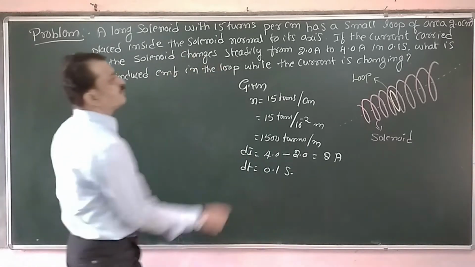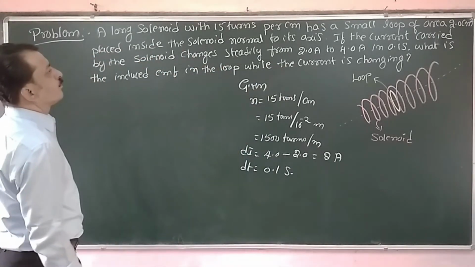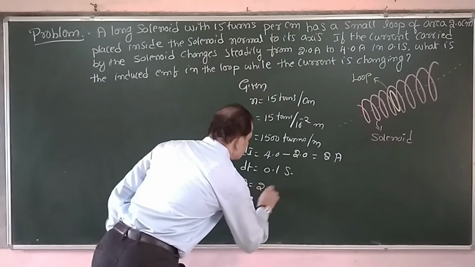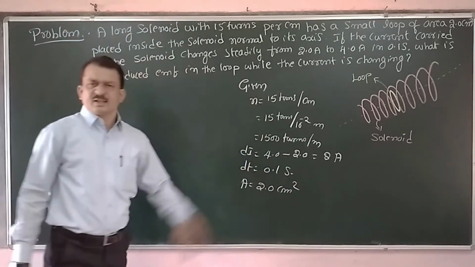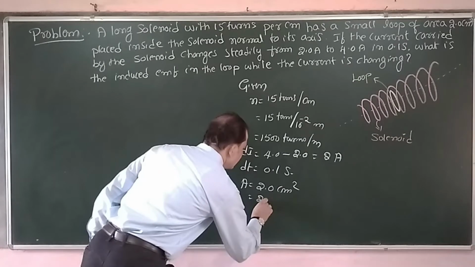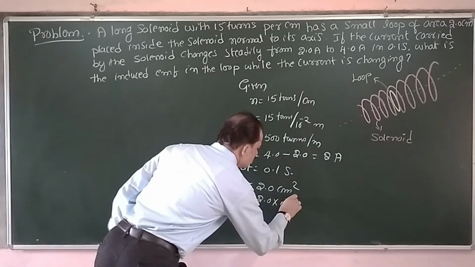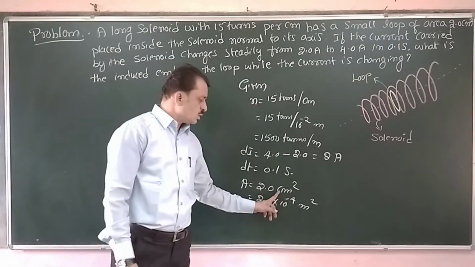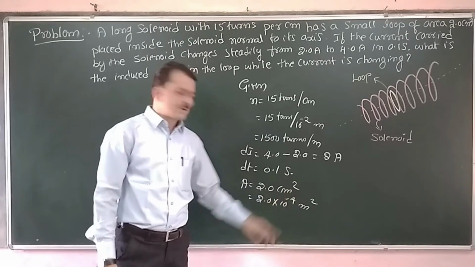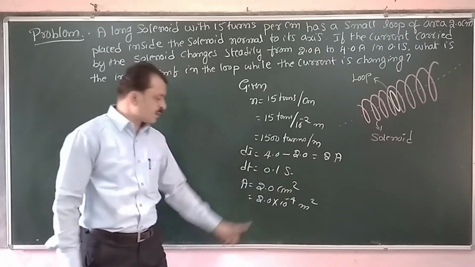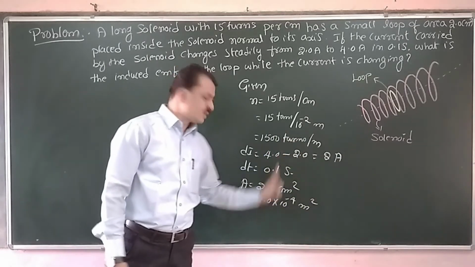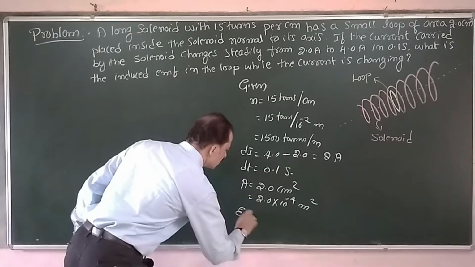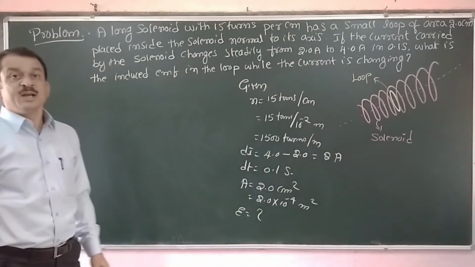If that is the case, then what is the induced EMF in that circular loop? The area of the loop is given, A is equal to 2 centimeter square. It is not in SI unit. If we convert it into SI unit, it is 2 into 10⁻² whole square. Therefore this becomes 10⁻⁴, because 1 centimeter is 10⁻² meter. But here it is centimeter square, therefore it becomes 10⁻² whole square. Therefore 2×10⁻⁴ meter square. That is the area. Now we have to work out what the induced EMF is.